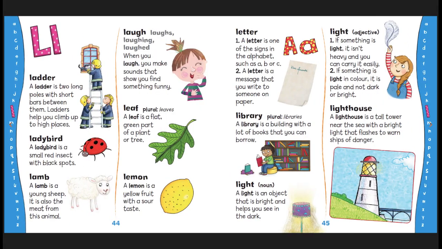L. Ladder. A ladder is two long poles with short bars between them. Ladders help you climb up to high places. Ladybird. A ladybird is a small red insect with black spots. Lamb. A lamb is a young sheep. It is also the meat from this animal.